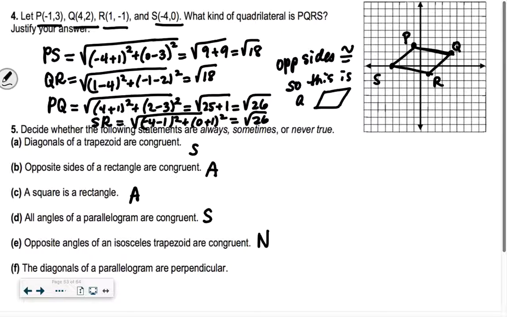And the diagonals of a parallelogram are perpendicular. Can they be? Sometimes, if it's a rhombus, right? Does it make sense? Okay, last little bit.